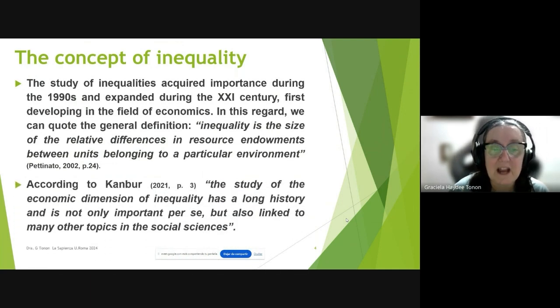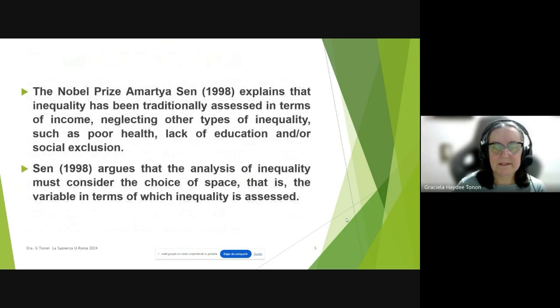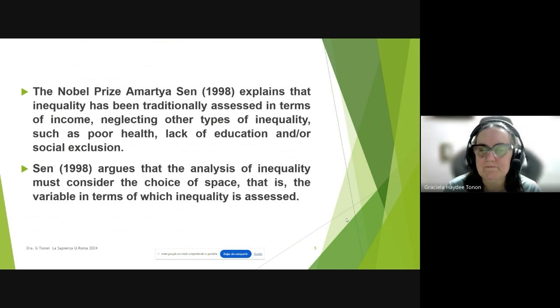But another author, Cambour, said that the study of the economic dimension of inequality has a long history and is not only important per se, but also linked to many other topics in the social sciences field. The Nobel Prize of Economics, Amartya Sen, in 1998, explains that inequality has been traditionally assessed in terms of income, neglecting other types of inequality, such as, for example, poor health, lack of education, and social exclusion. Sen argues that the analysis of inequality must consider the choice of space, that is, the variable in terms of which inequality is assessed.